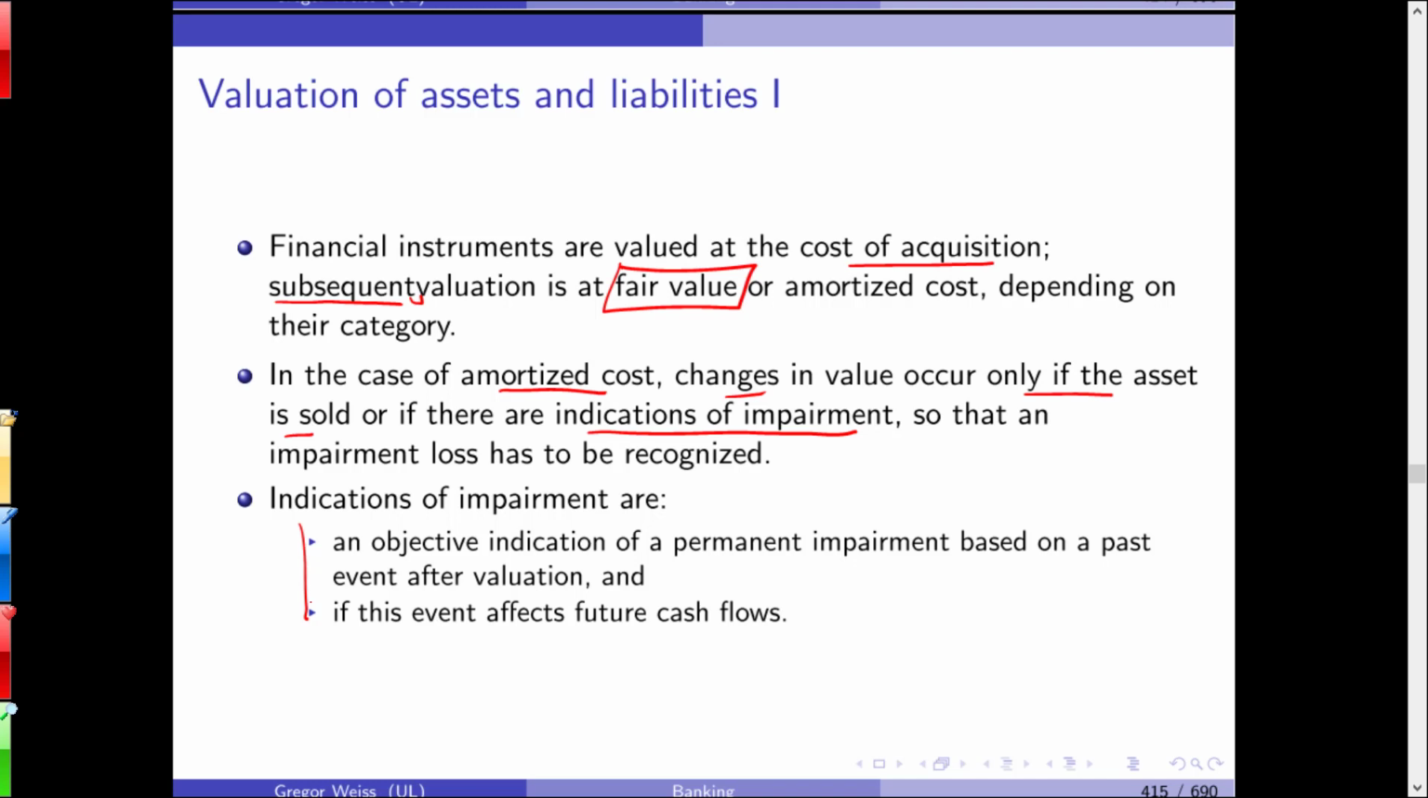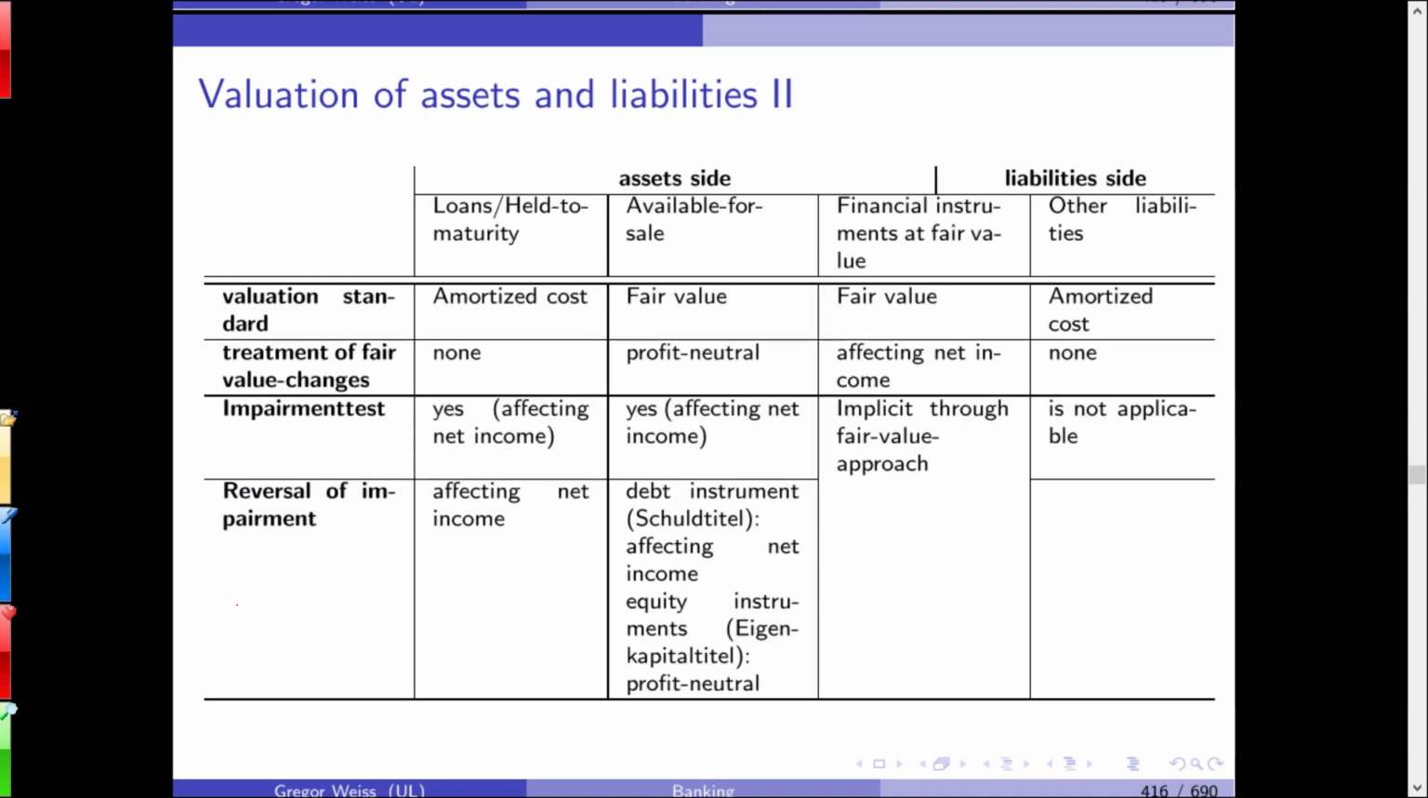That is, if you have probable cause that the value of your instrument will stay low and stay at this decreased level, you will have an impairment loss. This is not a transitory change in value, but a permanent one, and then you have an impairment loss. This is caused by these two things. Now, on the asset side, you can see that the valuation standard is for loans and for those assets held to maturity at amortized cost. Those that are available for sale, you will have fair value accounting.